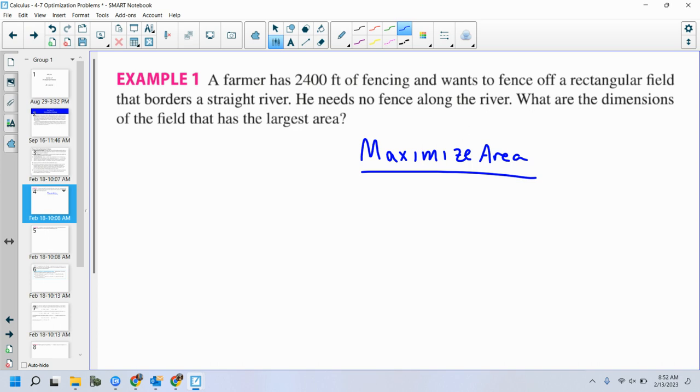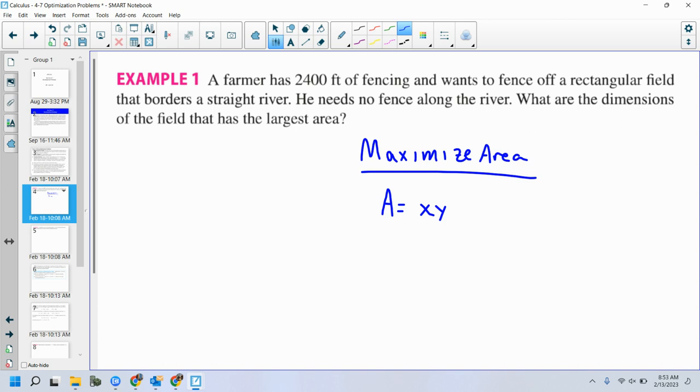Now, I know the area formula, if it's a rectangular field, is just length times width. Let's call that x times y. Now, if I go to straight up find the derivative right now without any context, I'm finding the derivative with respect to x, and there's also a y in the equation. So that would mean I would have to use implicit differentiation. But maybe there's some way I could solve for x within y.